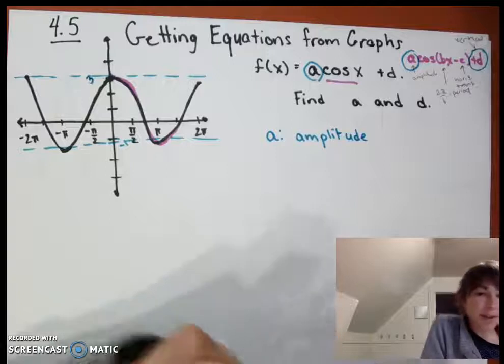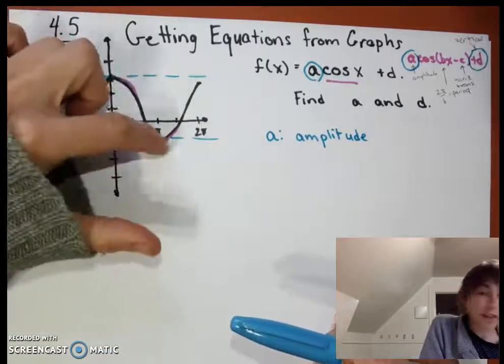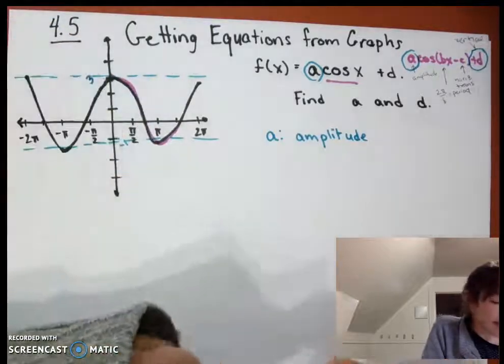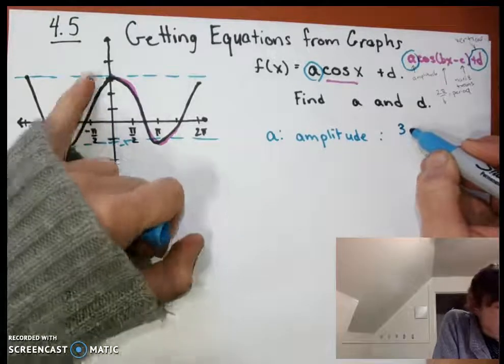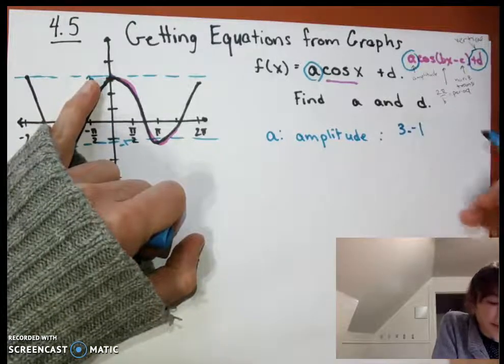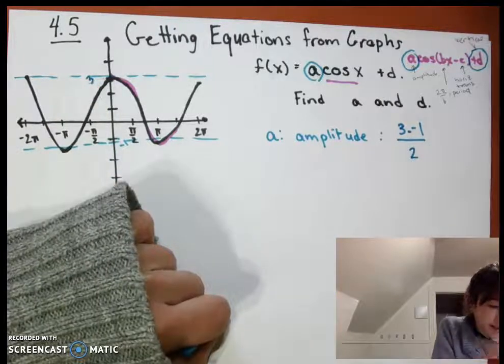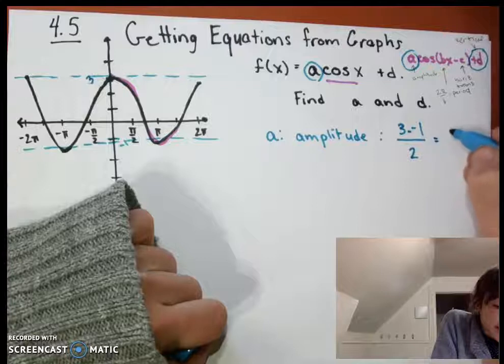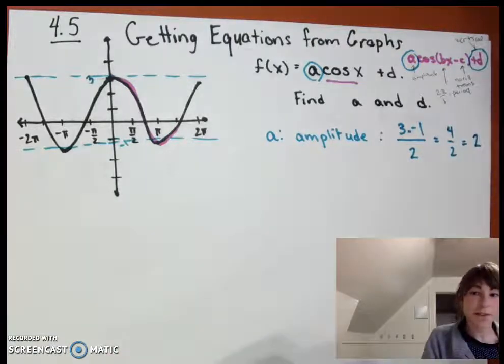So to find a, the amplitude of the graph, remember that the amplitude is the difference between the highest value and the lowest value, and then divide that by 2. So the amplitude is going to be 3, which is our highest value, minus -1, which is our lowest value, divided by 2. And that's 4 over 2, which equals 2. So the amplitude here is 2.